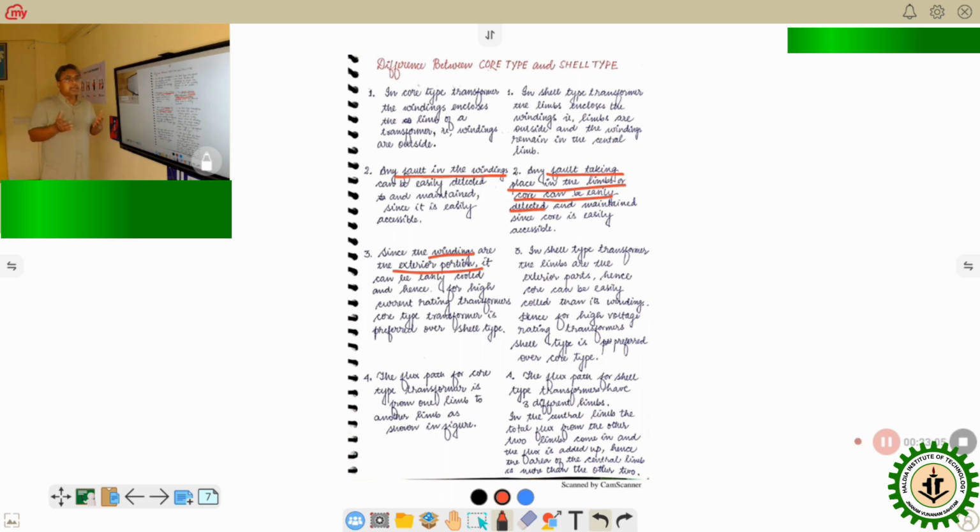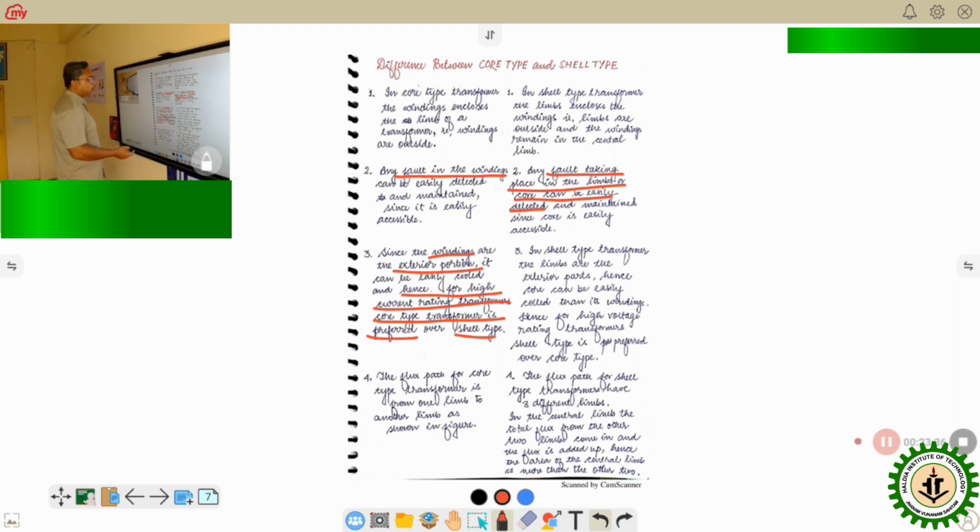But if I choose a shell type transformer, what will happen? Since the winding in the shell type transformer is engraved, or is the interior part of the transformer, the windings cannot be easily cooled. So that is why I have written that for higher current rating transformers, core type is preferred over shell type. This is an important point.